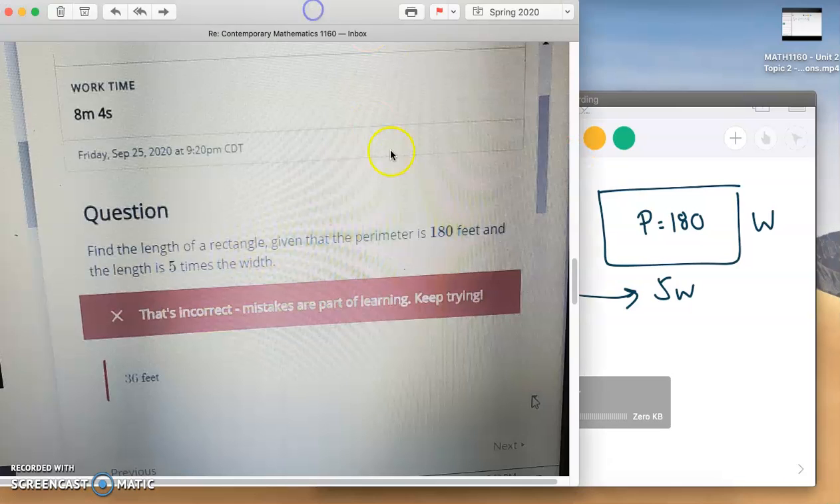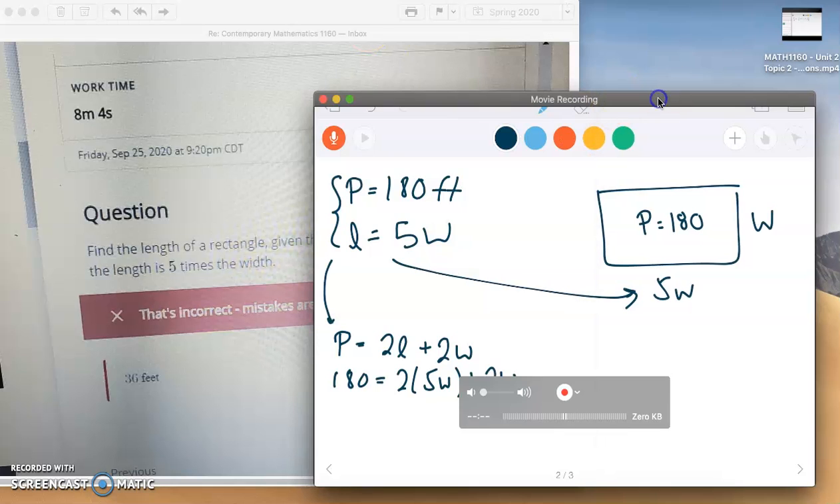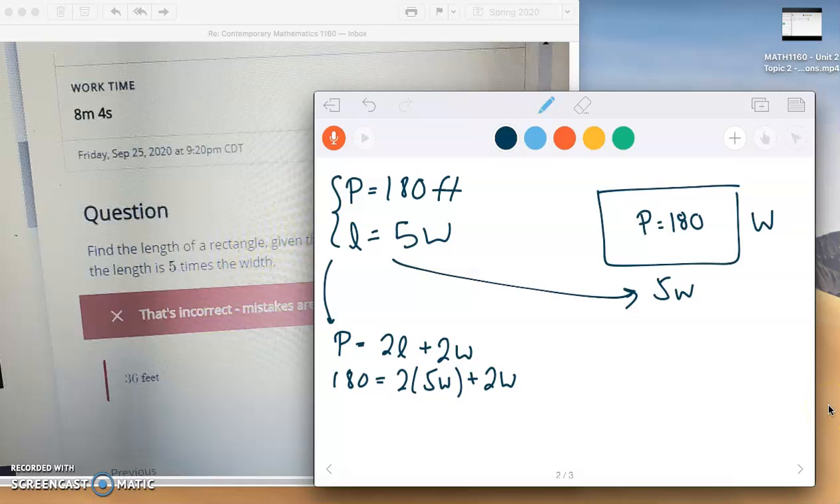And what are we looking for again? We are looking for the length, right? Which makes sense. So first we need to find the width, and then we'll know the length. So let's go ahead and start solving and simplifying. We have 2 times 5W is 10W plus 2W. So then we have 180 equals 12W. So then we need to divide both sides by 12. Those cancel. And 180 divided by 12 gives us 15. So we know the width is 15.